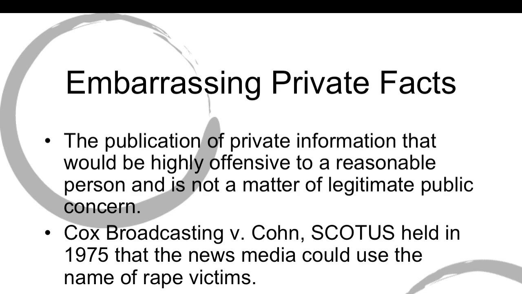So the publication of private information that could be highly offensive to a reasonable person and is not a matter of public concern is really what we're talking about here. So in 1975, in Cox Broadcasting v. Cohn, the Supreme Court held that the news media could use the name of rape victims. In fact, most news organizations don't. But there is legal protection to use the name of rape victims.